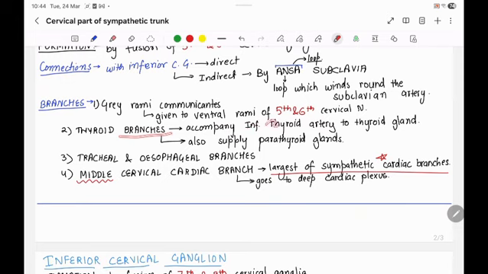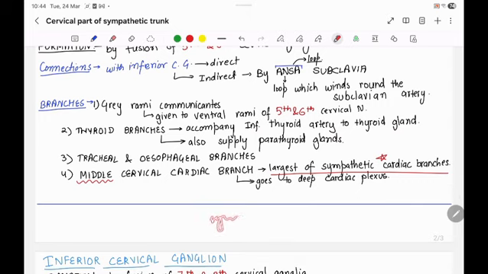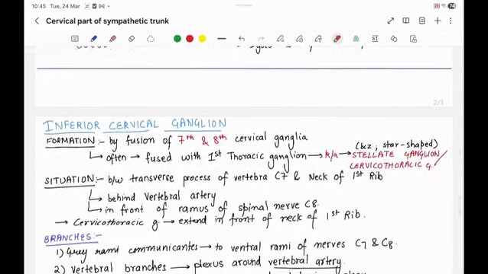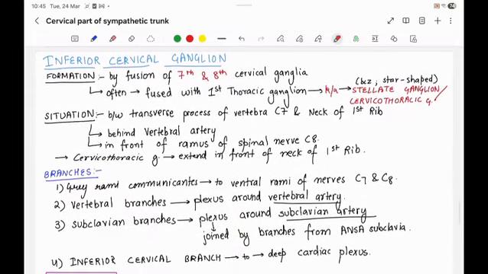And so the thyroid branches go by accompanying the inferior thyroid artery to supply the thyroid, and also they supply the parathyroid gland. And one thing you need to remember is that the sympathetic fibers or supply always winds around some arteries. They wind around the main arteries and follow these arteries and then supply the specific target. Okay, then we move on to the inferior cervical ganglion.